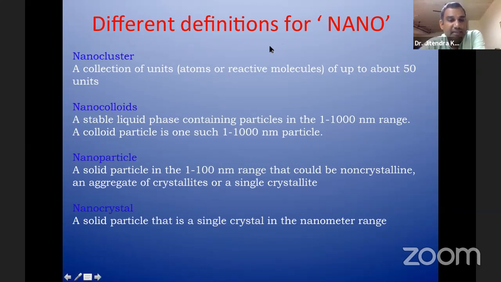A nanoparticle is a particle in the 1 to 1000 nanometer size range, and it could be nanocrystalline in nature or an aggregate of single crystals or crystallites. A nanocrystal is a solid particle, a single crystal, in the nanometer range. These are called nanocrystals.